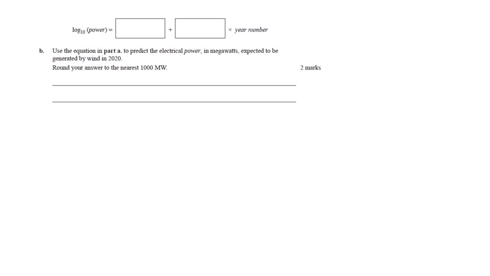Now it says use the equation from part A to predict the electrical power in megawatts, that's megawatts, expected to be generated by the wind in 2020. Well, the equation we got from the previous thing was this had to be 4.287, and this was 0.09902, and so times the year number. Let's get the highlighter, so times the year number. Now, from the previous thing, if you actually go back to what it said, I'm not going to show you again because I think it's pretty straightforward.